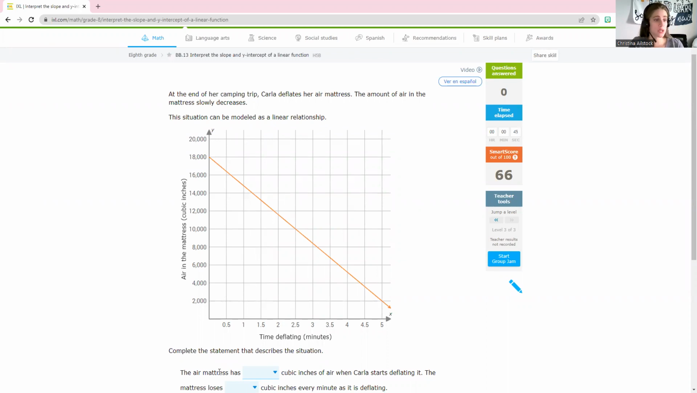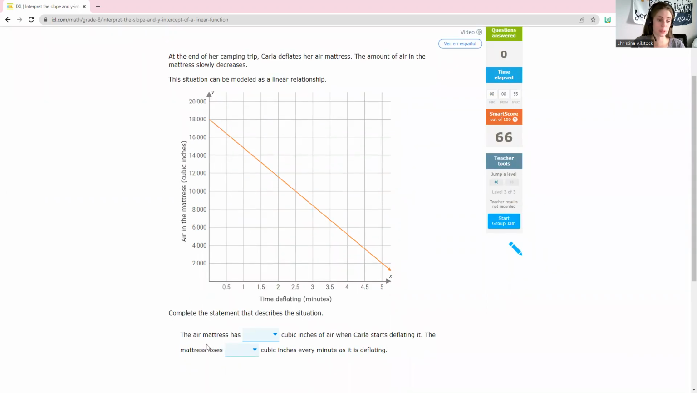So at the end of her camping trip, Carla deflates her air mattress. The amount of air in the mattress slowly decreases. This situation can be modeled as a linear relationship. We want to complete this statement. So the air mattress has so many cubic inches of air when Carla starts deflating it, and then the mattress loses so many cubic inches every minute as it's deflating.